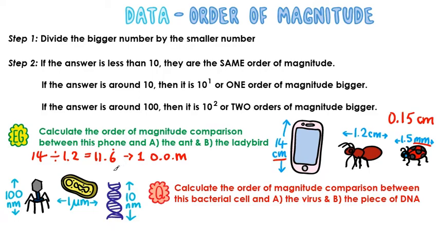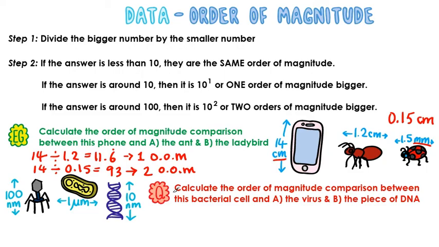Okay, so we're going to do 14, which is our biggest number, divided by the 0.15. And this time we get 93. And that number is pretty close to 100. So this time it is 2 orders of magnitude bigger. All right, pause and see if you can do these two questions.